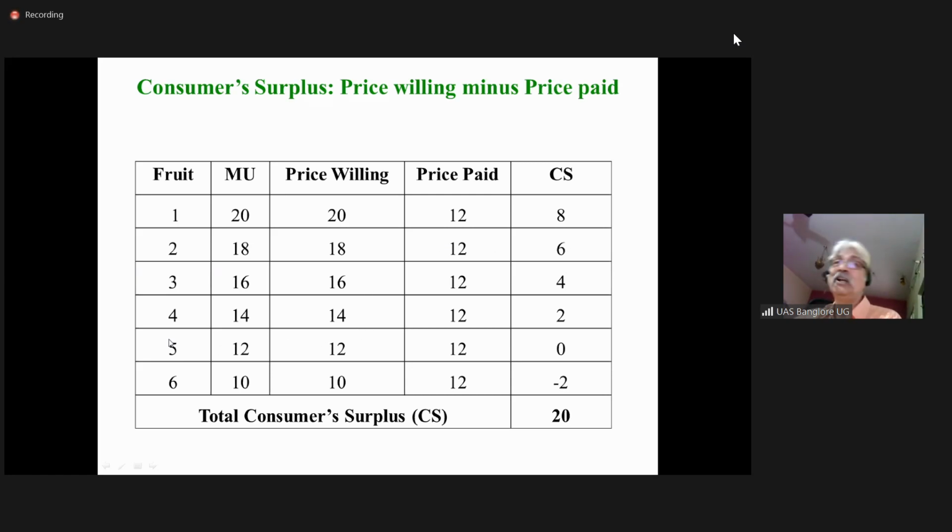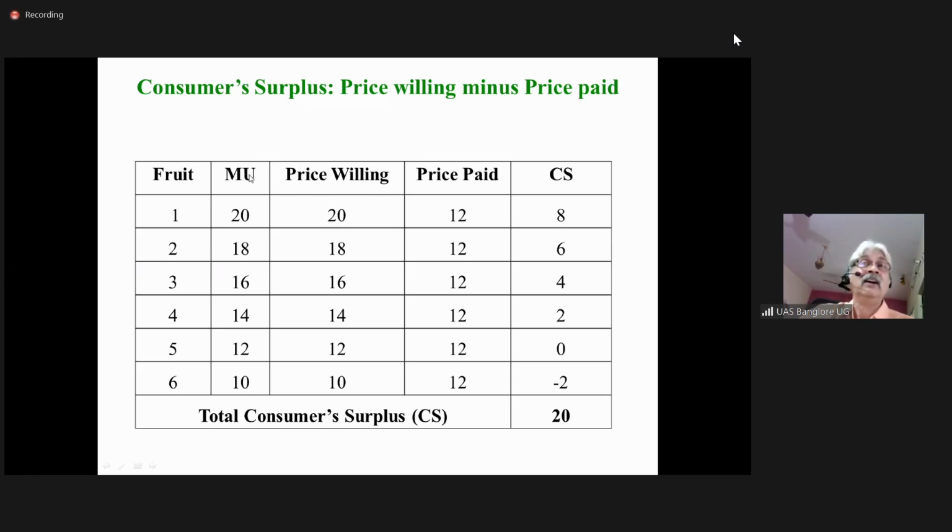But when you consume the fifth fruit, the price you are willing to pay is only 12 rupees, and the price you actually pay is only 12 rupees. So there is no consumer surplus. Then if you move to the sixth unit of the fruit, you are willing to pay only 10 rupees, and the price paid is 12, so the difference is minus 2, that is negative. Instead of consumer surplus, it becomes a negative unit.